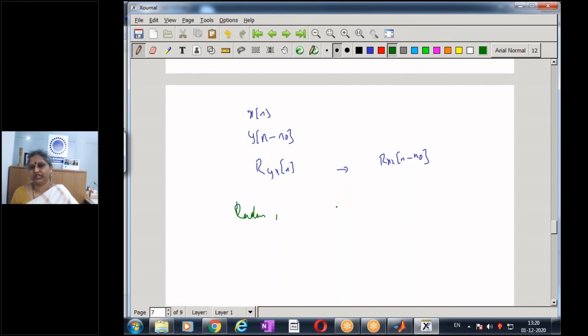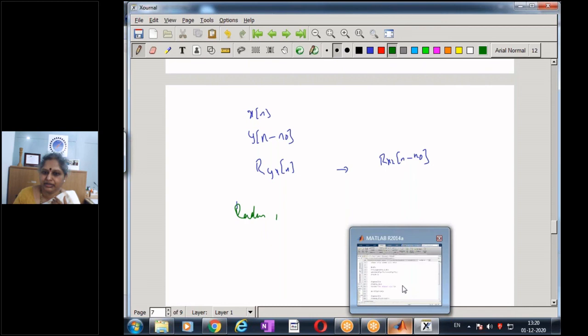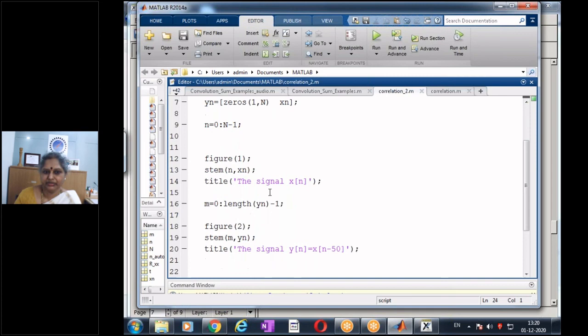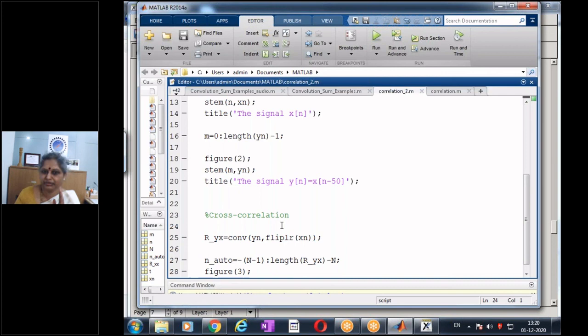So let's take one more example of this cross correlation using MATLAB. Here I am again taking a cosine signal, and then I am taking another signal y of n, which is delayed by say 50 samples, and then I am going to perform the cross correlation of the two. Now I should get a maximum. I am not using the inbuilt function; once again, I am performing convolution. So let's run it.